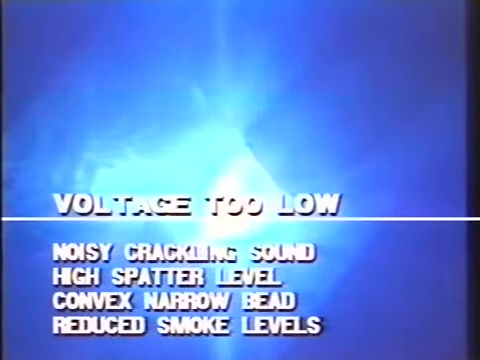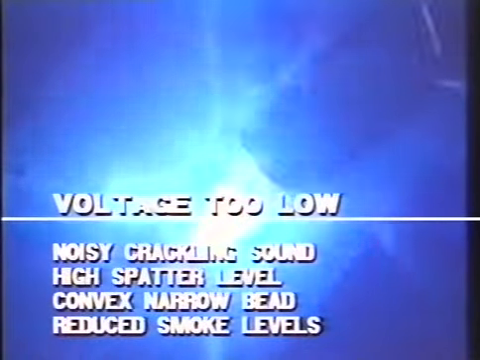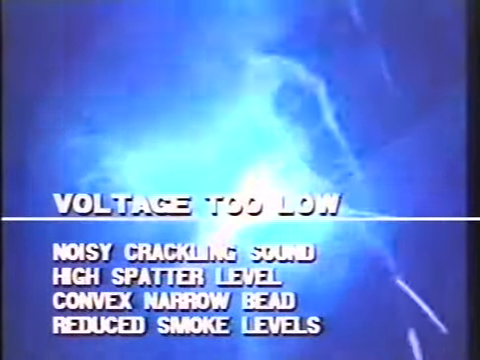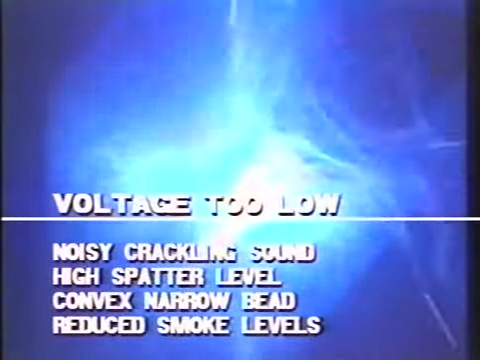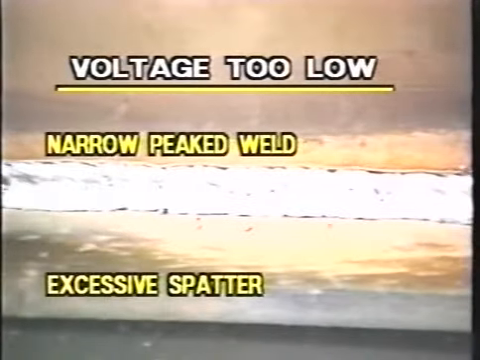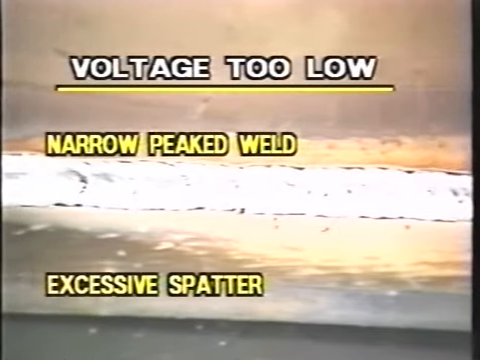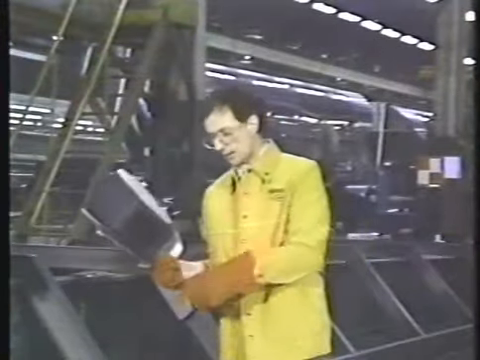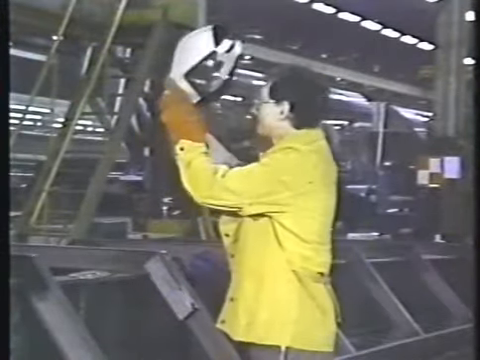A noisy crackling arc sound is the result of low voltage. With low voltage, the wire is driven into the weld, disturbing the puddle, causing spatter. The weld bead will be narrow and convex in shape. Smoke levels will be reduced as the voltage is decreased. Notice the decrease in bead width and resultant increase in spatter. Let's have a look at a spray transfer.